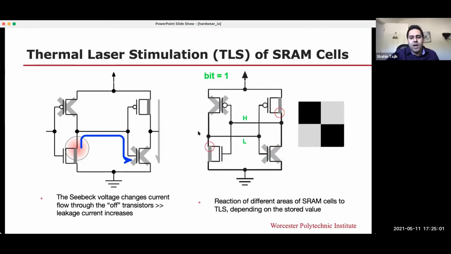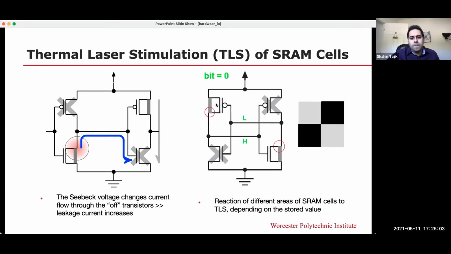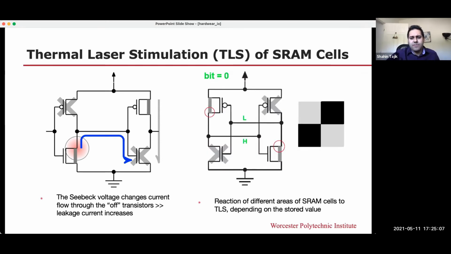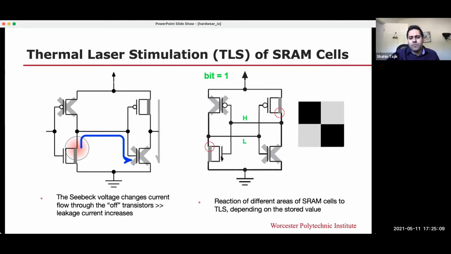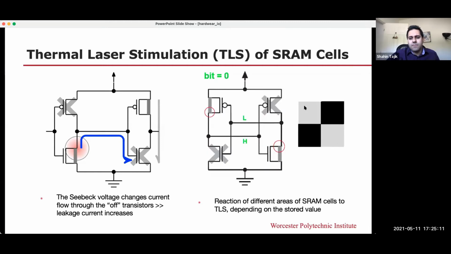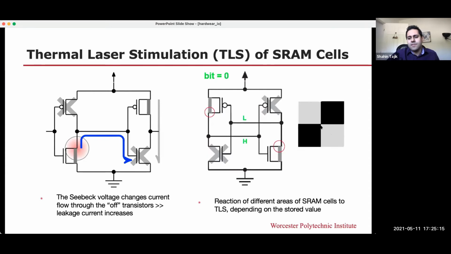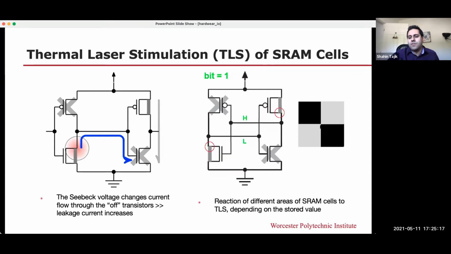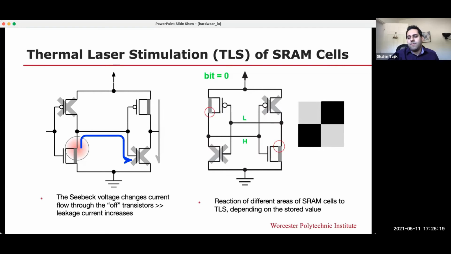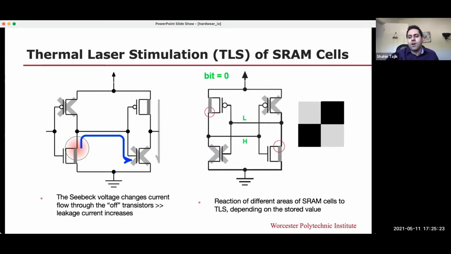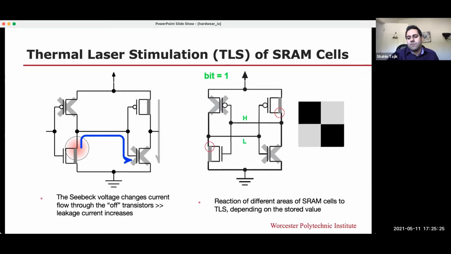And basically, by having the laser position and knowing the transistors, by scanning all 4 transistors, you get a matrix like this. And by the way, this matrix is not an image. This is just showing at which location you see a change or peak in your current consumption. Black means that you don't see anything.